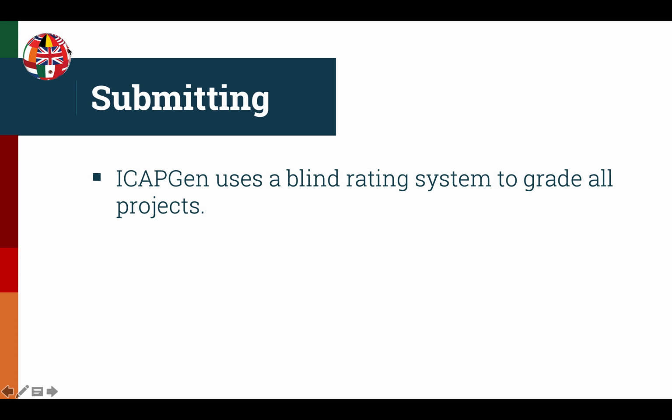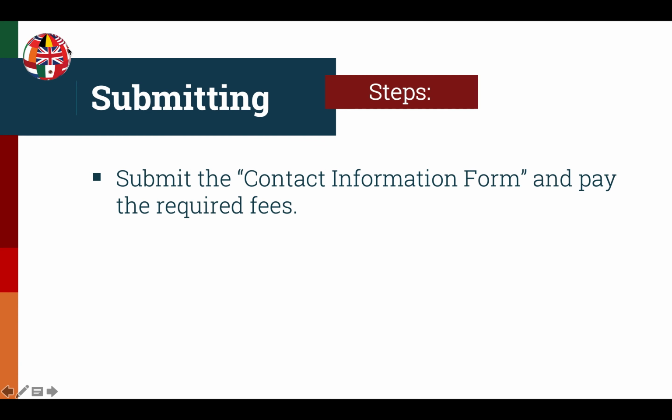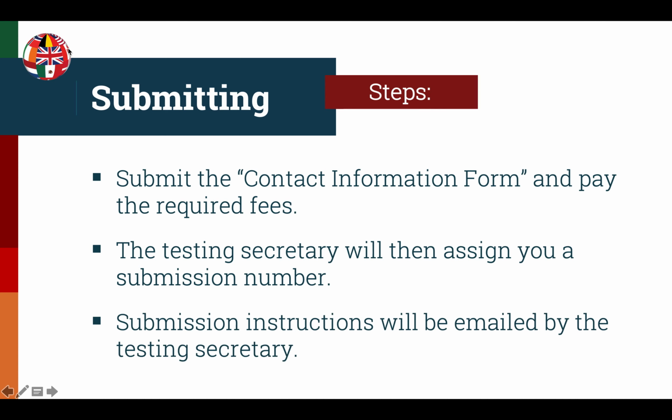Keep the following items in mind when submitting a Level 1 4th-generation project. ICAPGen uses a blind rating system to grade all projects, so be sure to label the project with the assigned submission number and redact any of your identifying information from the project. The first step is to submit the contact information form and to pay the required fees. The testing secretary will then assign you a submission number and email you additional detailed submission instructions.